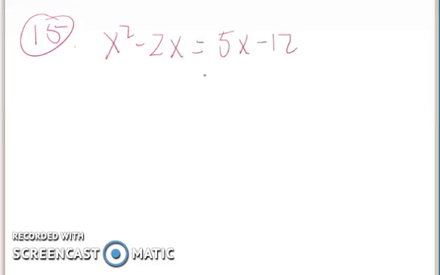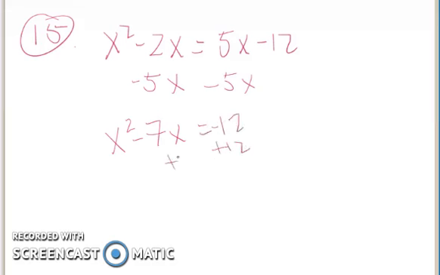Number 15, we're dealing with a rhombus. RM and OH, they're equal to each other, so we just set them equal to each other. Okay, so I get x squared minus 2x equals 5x minus 12. I'm going to go ahead and subtract the 5x over. So you get x squared minus 7x equals negative 12. Add 12. And we get x squared minus 7x plus 12 equals 0.